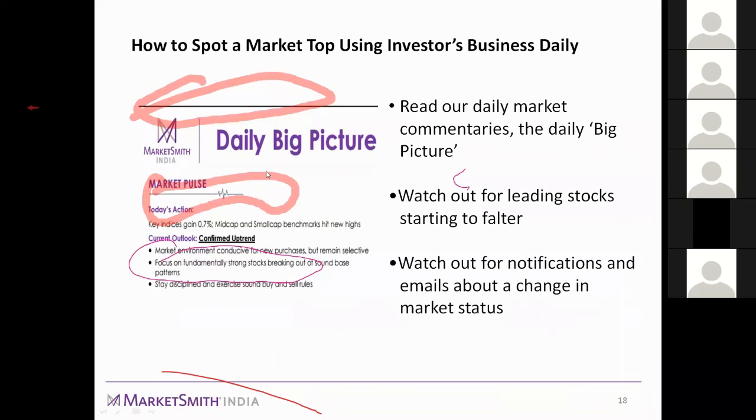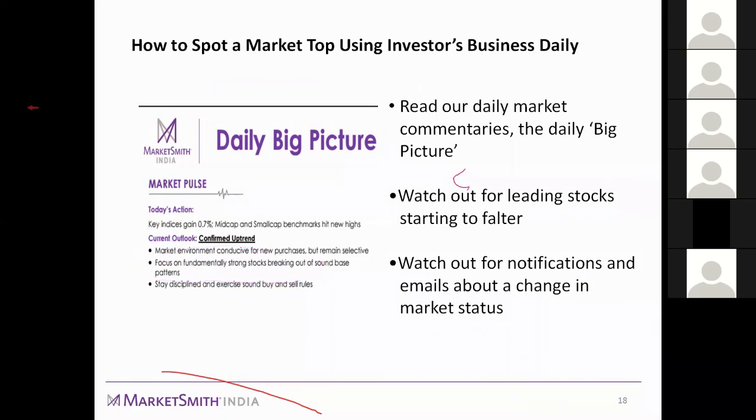The other place where you can spot a market top using our app is the daily big picture, which we are sending you at around 5:30. You get this daily big picture by mail, and in that daily market commentary we mention today's action and the current outlook. If you check today's commentary itself, you will see that the market is in confirmed uptrend.